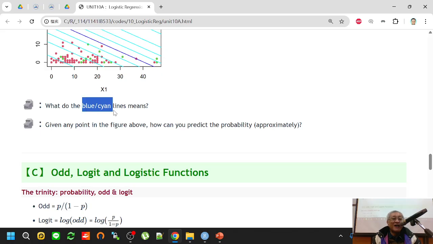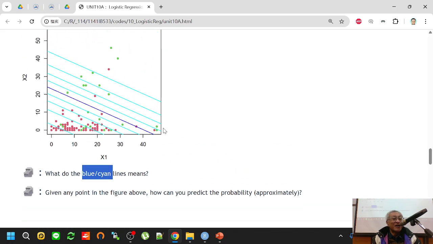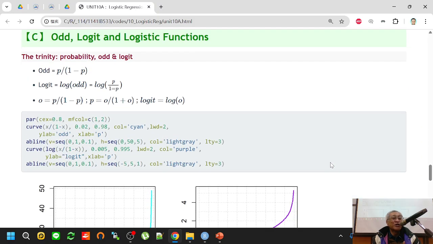But here are some examples, right? What do the blue and cyan lines mean, right? As I told you, this blue line indicates the points where probability equals 0.5, and this is 0.6, 0.7, 0.8, 0.9, okay? And in this way, when we draw these lines, then given any point in this space, we can approximately know the predicted probability of y, right? Isn't it, right? So as I already explained. Okay, any question?